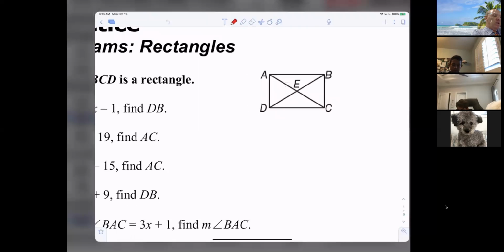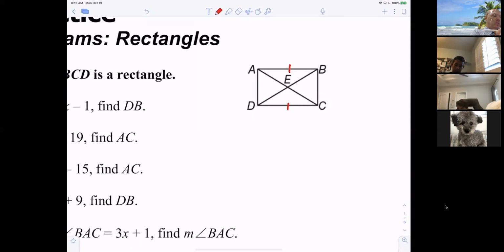That means that we know that AB is equal to DC. We know that BC is equal to AD. We know that the diagonals bisect each other. So this is equal to this, and this is equal to this. However, what do we know about the diagonals of a rectangle? They are definitely equal, or they are congruent.